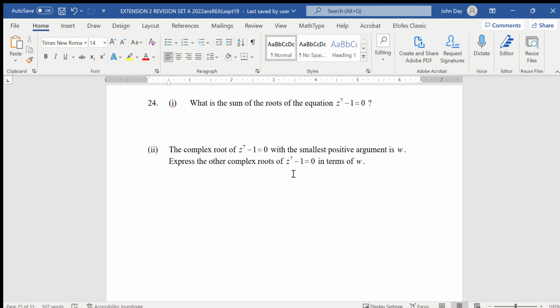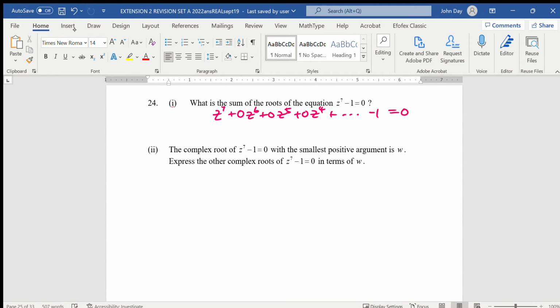All right, question 24. What's the sum of the roots of that equation? Just need to be aware that that equation is actually z^7 plus no z^6s and no z^5s and no z^4s and so on, all the way down to minus 1 equals 0.